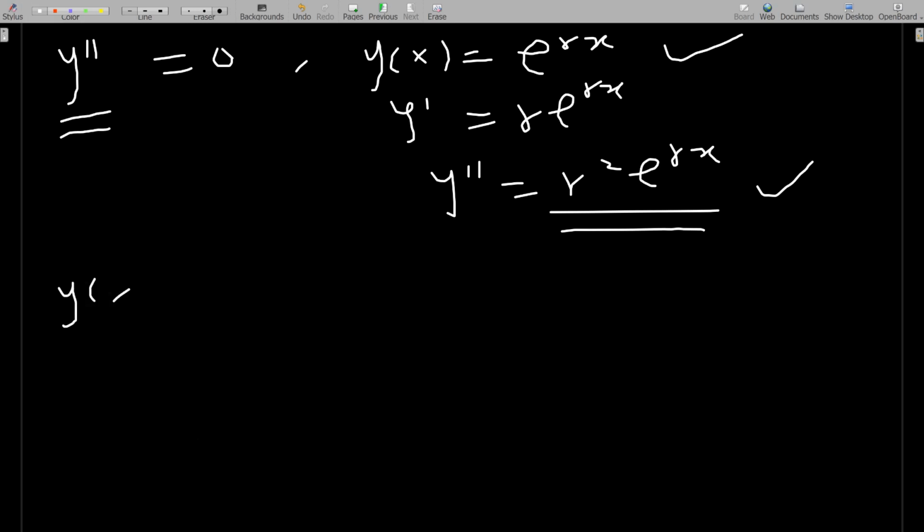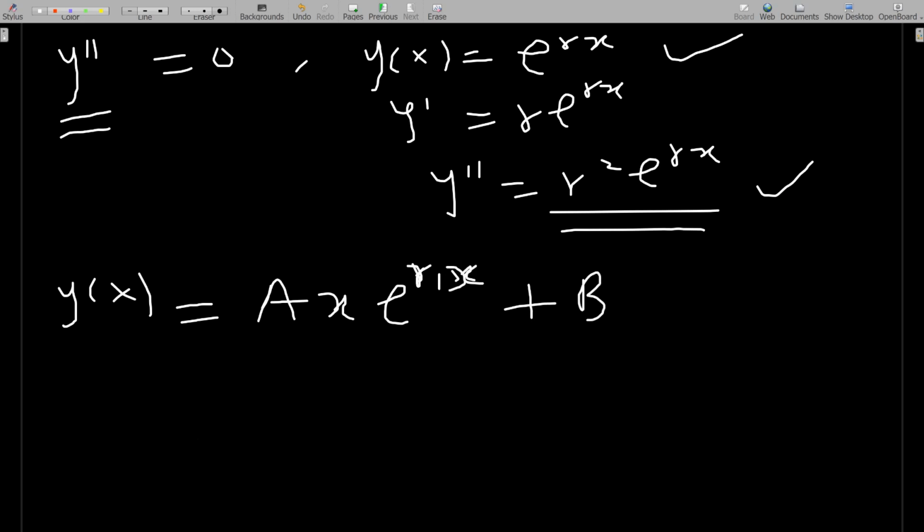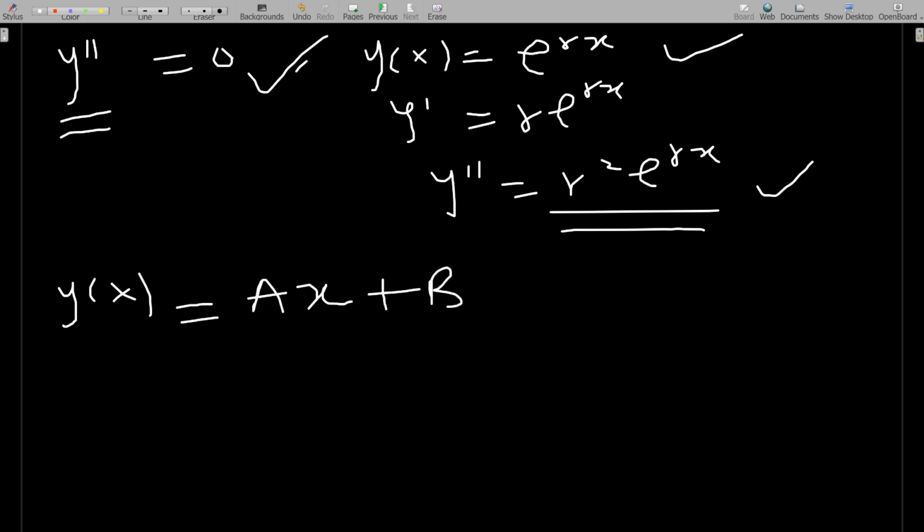So it means that our y of x, when it's a repeated root, we have a x e to the r1x plus b e to the r2x, and both r1 and r2 are 0. So when I put 0 here and 0 here, I'll have e to the 0 and e to the 0, which is 1. So I actually have ax plus b. You realize that most books will tell you that the solution to this y double prime equals 0 is ax plus b, and that is the reason.